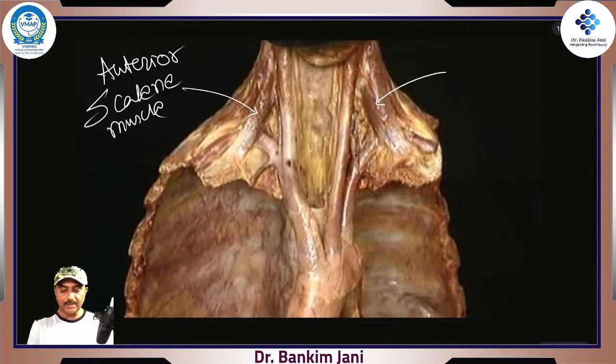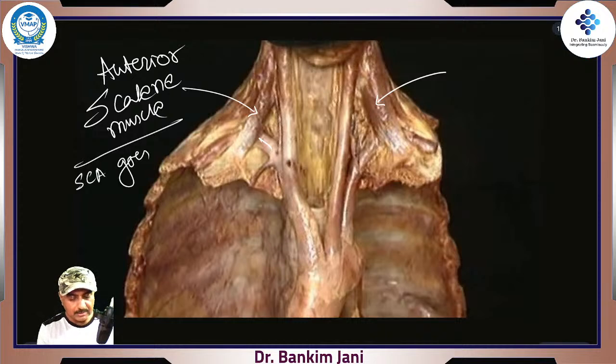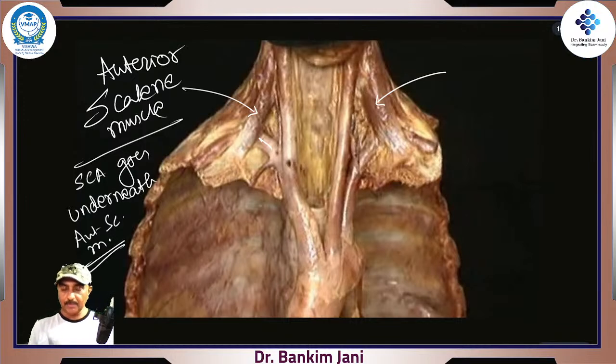So this subclavian artery, this one and this one, goes underneath this anterior scalene muscle. Do remember this, because this would be one of the very important differentiating points.